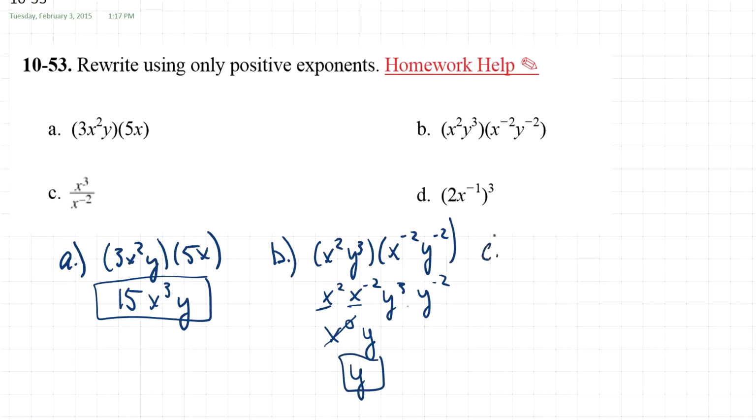Alright, C is going to be x cubed divided by x to the negative 2. And so remember, this is x cubed, and I like to put this up here so it's positive, so the negative exponent becomes positive, so then we get x to the 5th, and that's your answer.